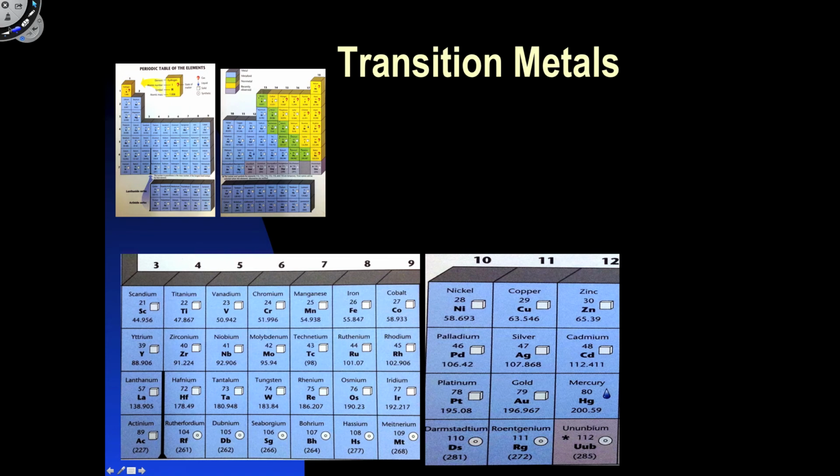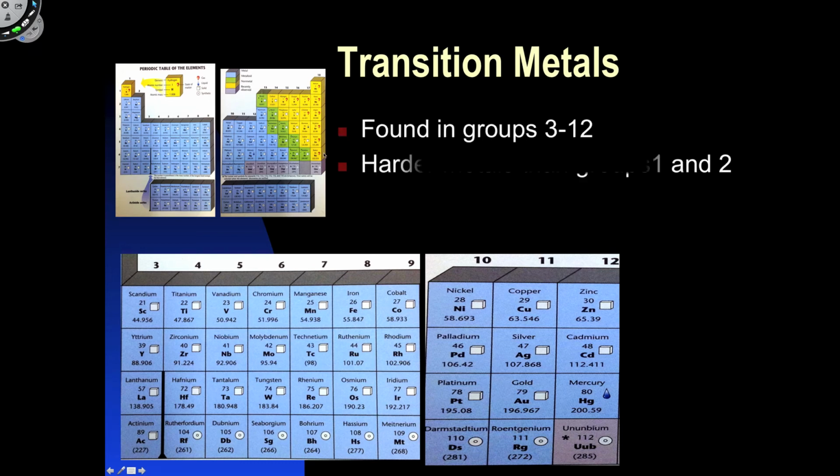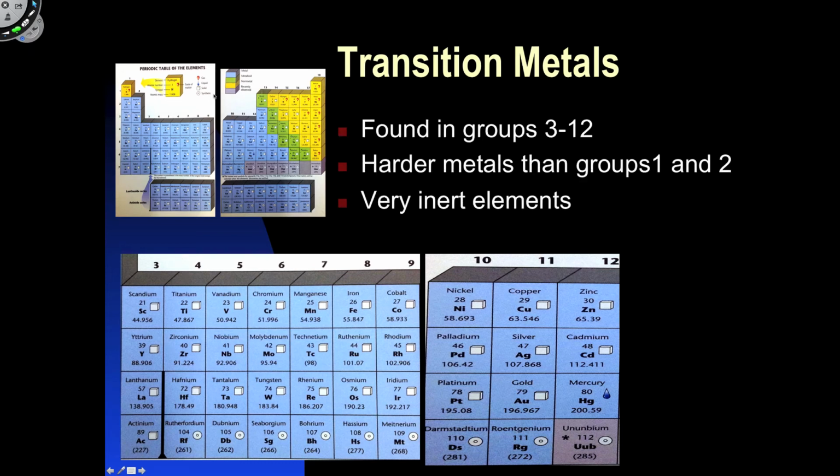Transition metals, as you can see, the transition metal area covers quite a large area. So we don't say that it's just one group. We say that it's a bunch of columns, but we still call it a family, a group.